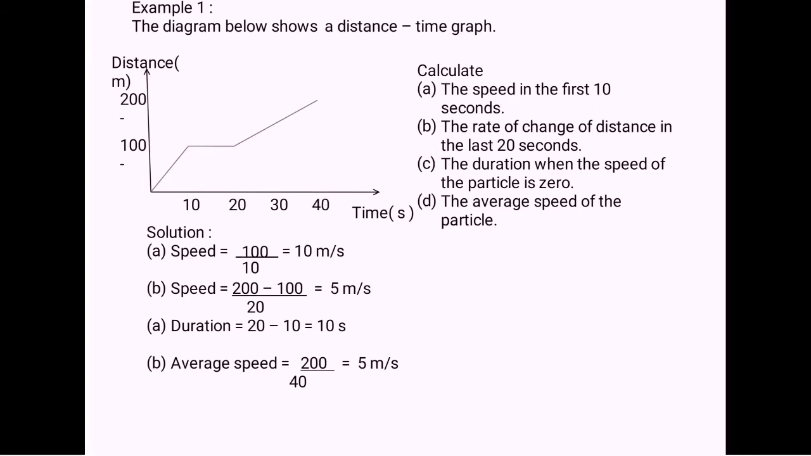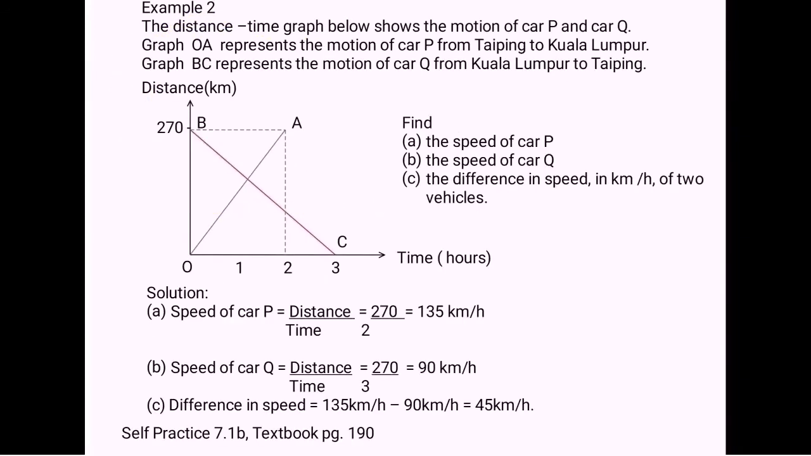C, the duration when the speed of the particle is 0. 0 means no movement here. D, the average speed of the particle, the total distance divided by total time. So let's see the solution.